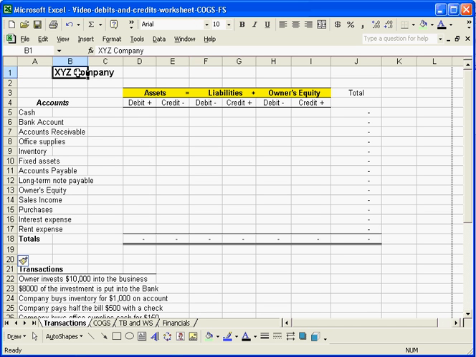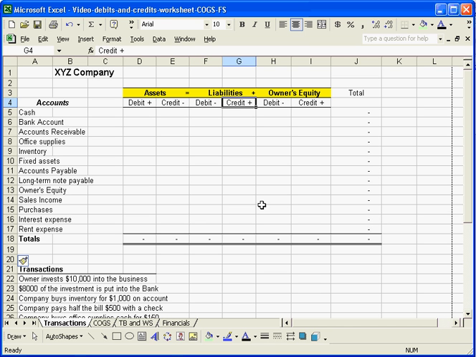Okay, we have a company here, XYZ Company, and by now you should be familiar with the accounting equation, assets equals liabilities plus owner's equity. I have two columns for the assets, two columns for liabilities, and two columns for owner's equity. I've also indicated that the plus sign shows an increase and the minus sign shows a decrease. So on this side you have debit increase, credit decrease, and on the other side of the equation, you have the opposite.